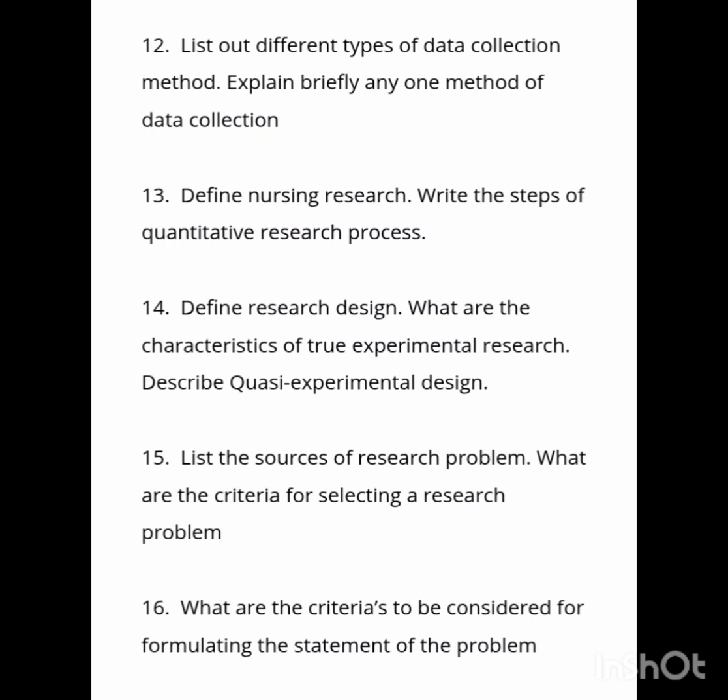And next, 14th question is define research design and what are the characteristics of true experimental research. Describe the quasi experimental research design. So in this, first you have to explain about the research design, and next you have to write the characteristics of true experimental research. The 4 characteristics of true experimental research are random assignment, control group, manipulation of the independent variable, and the last one is measurement of outcome. So these are the 4 characteristics of true experimental research.